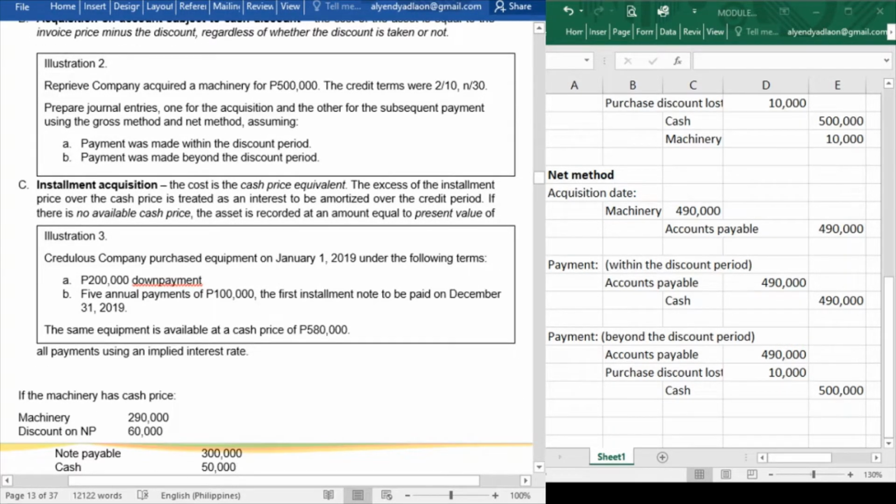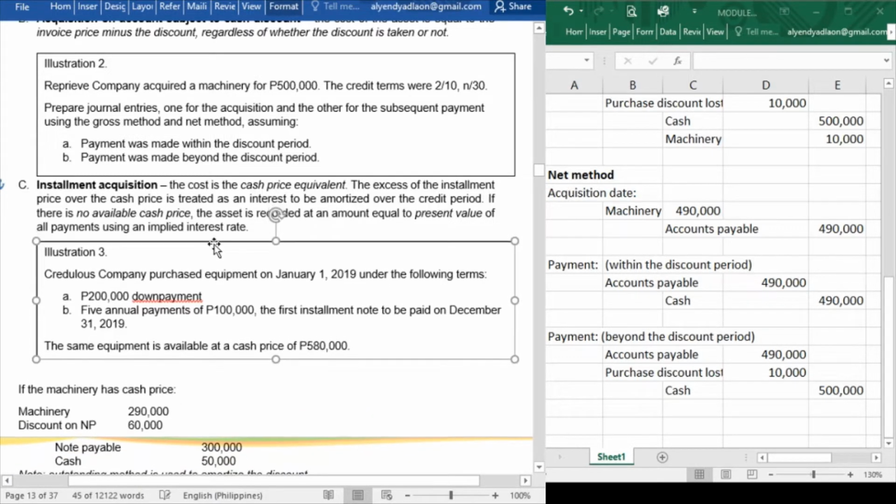Next is installment acquisition. Now, the cost is the cash price equivalent. So that is still the cash price equivalent. The excess of the installment price over the cash price is treated as an interest to be amortized over the credit period. If there is no available cash price, the asset is recorded at an amount equal to the present value of all payments using an implied interest rate.